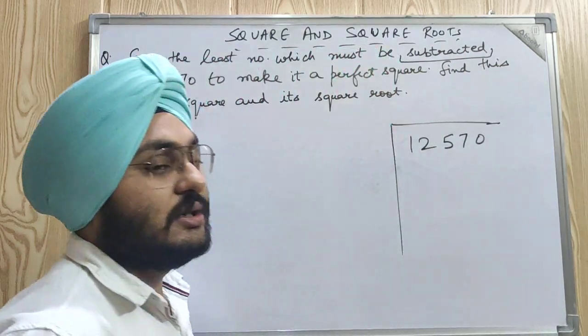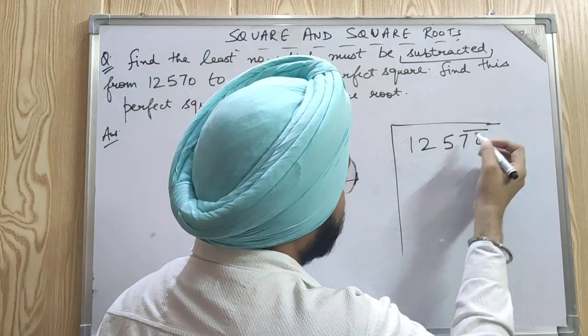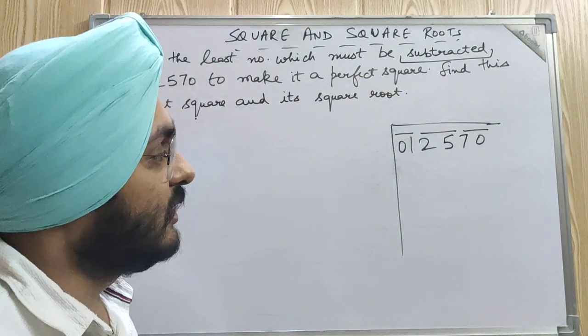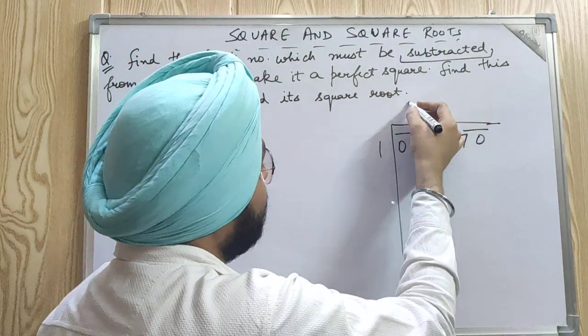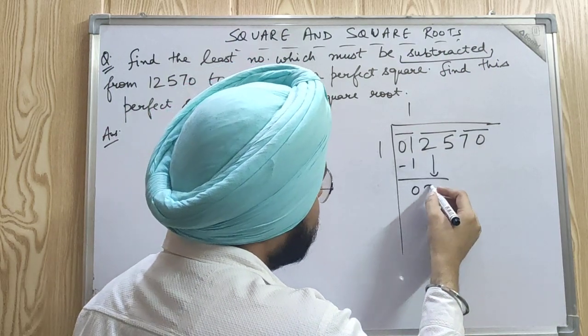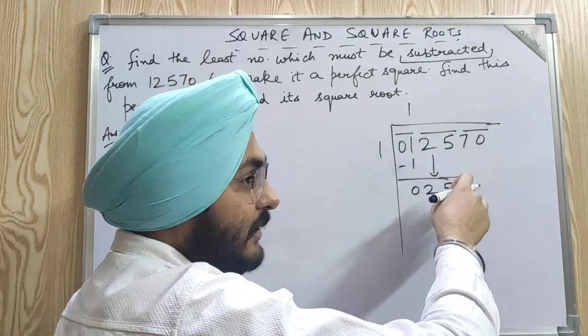So first step is what? Start making the pairs from the right side. So this one is 70, this one is 25, and I will be saying 0, 1. So start with the square. 1 into 1 will be 1 here, and subtracting we get 0. And this 25, you know the whole pair will be coming downwards.